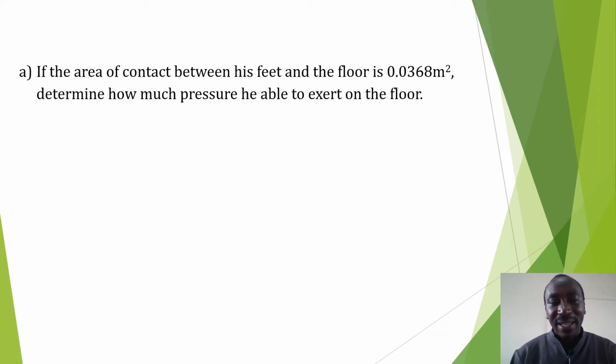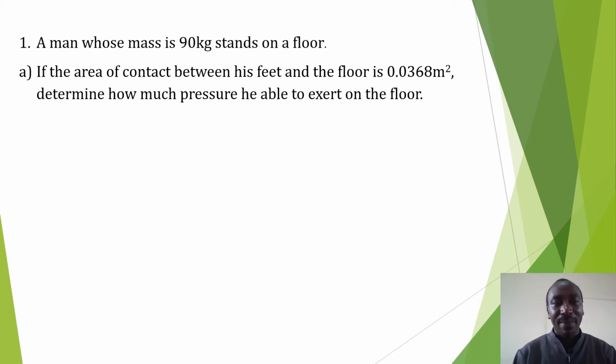So let's have an example so that you can be able to understand. There is a man who is studying, and his mass is 90 kilograms, standing on a floor. If the area of contact between his feet and the floor is 0.0368 meters squared, determine how much pressure he is able to exert on the floor. So we are determining how much pressure.